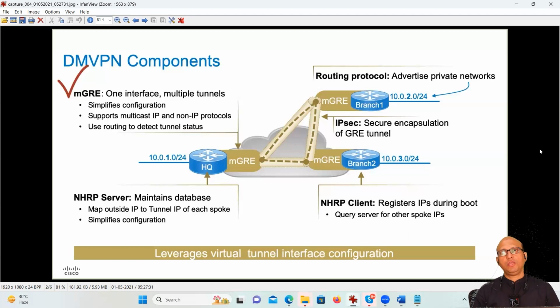So why are we using GRE in DMVPN? Because we need convergence, we need neighborship, we need private networks to get exchanged between spokes. Every spoke should know about those networks. Otherwise, how are they going to communicate with the spokes? The communication is only for those networks. Two LANs are trying to communicate with each other.